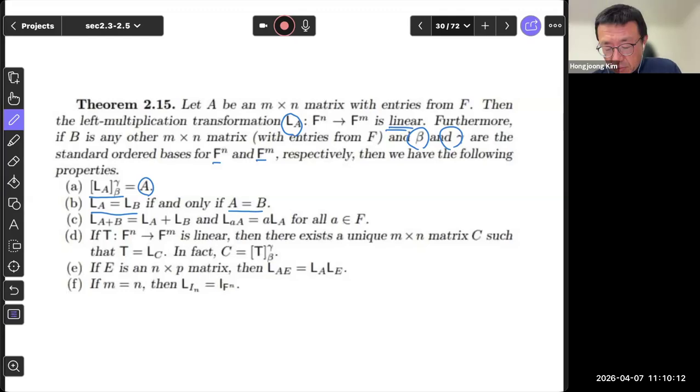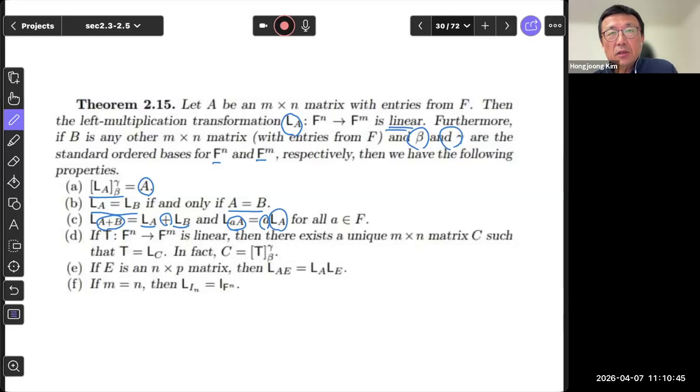Also, this mapping corresponding to A plus B will be the sum of these two linear transformations. And when you multiply any number a to the A matrix, you may have a linear transformation corresponding to aA, and that will be the same as a times L sub A.